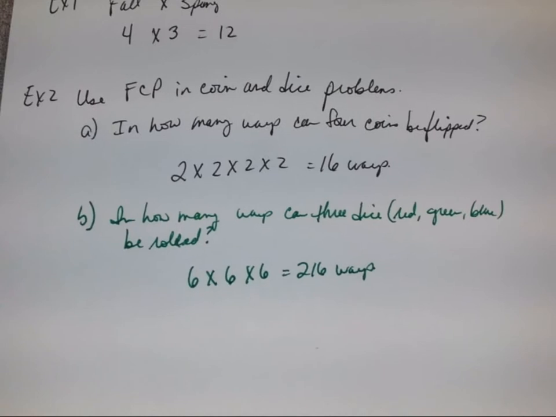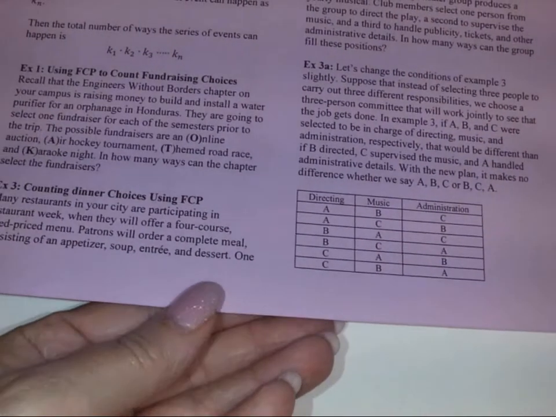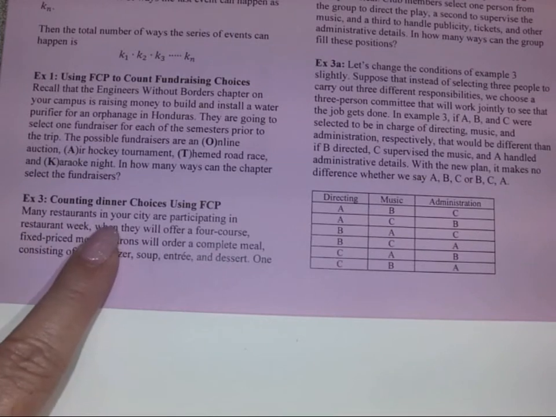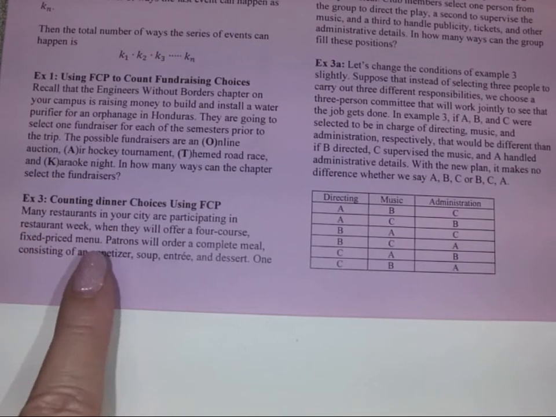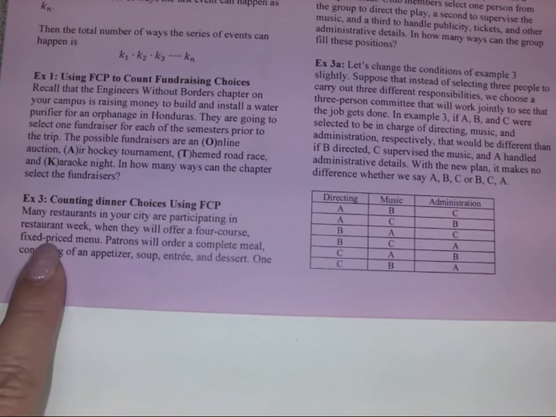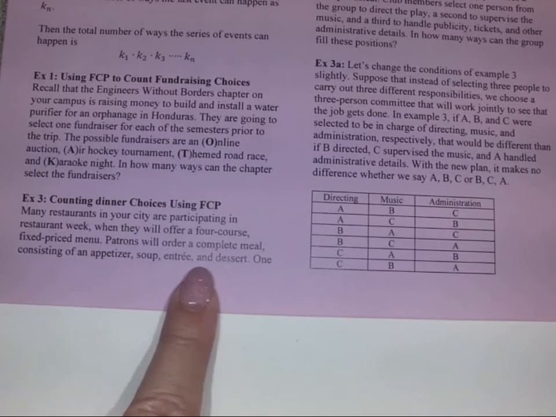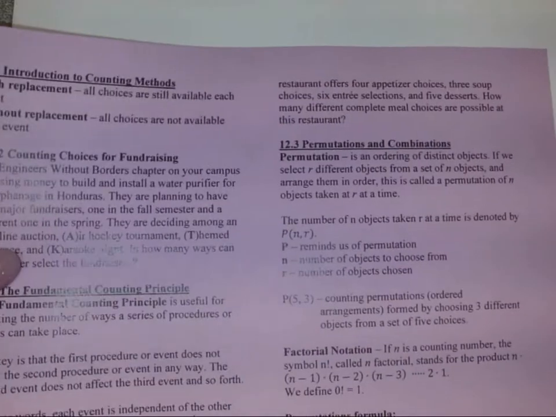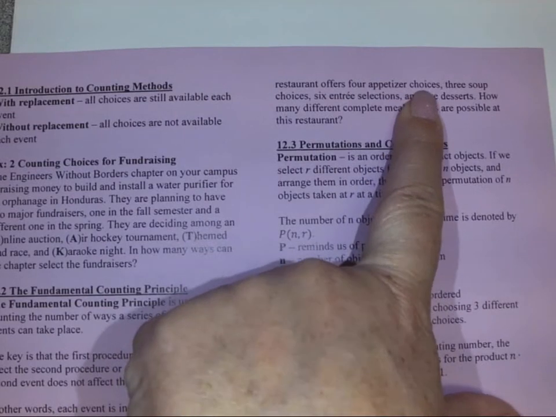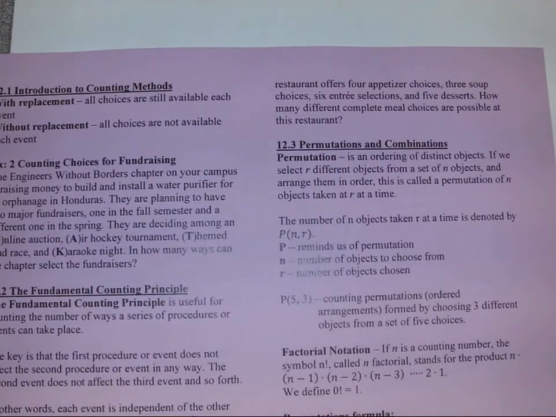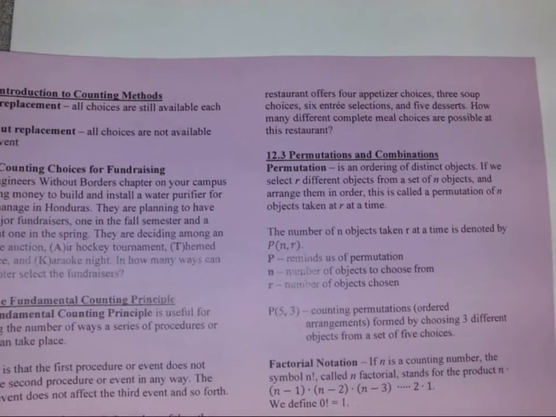All right, let's look at example 3. Example 3 says that many restaurants in your city are participating in Restaurant Week, when they will offer a 4-course fixed-price menu. Patrons will order a complete meal consisting of an appetizer, a soup, an entree, and dessert. One restaurant offers 4 appetizer choices, 3 soup, 6 entree, and 5 desserts. How many different complete meal choices are possible at this restaurant?